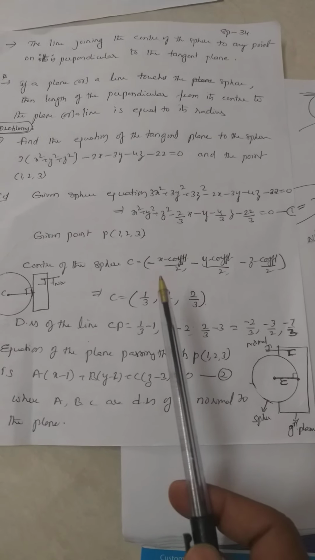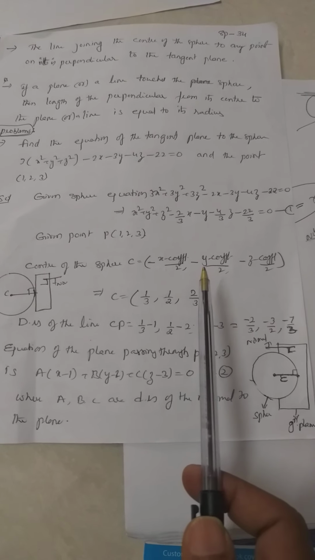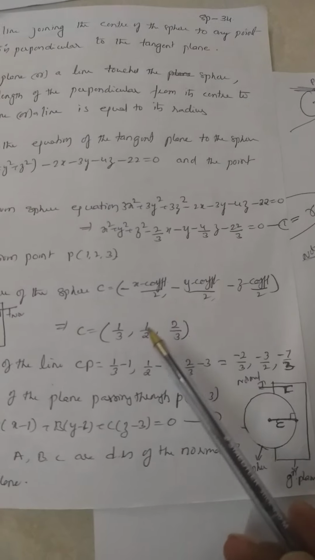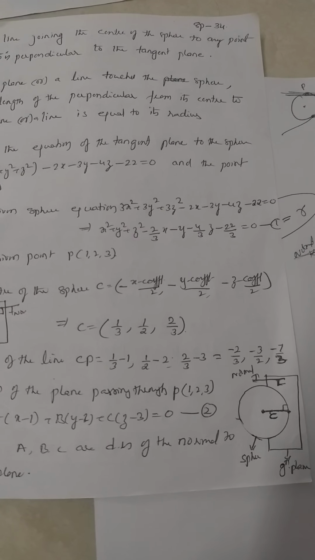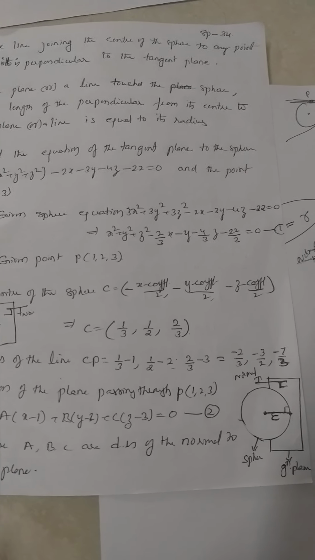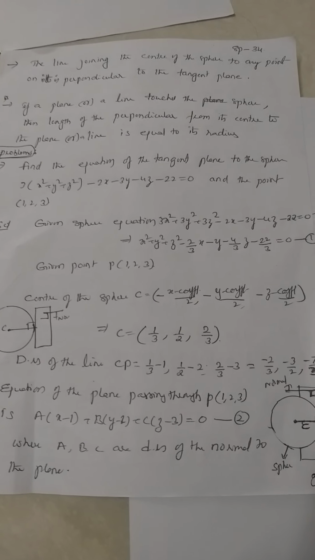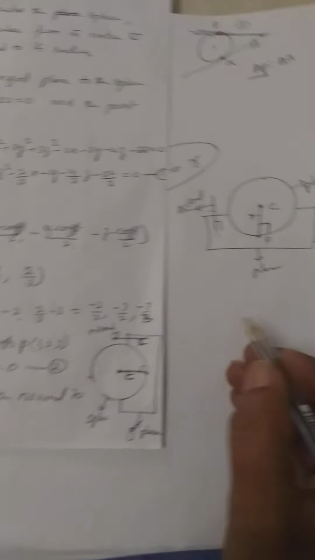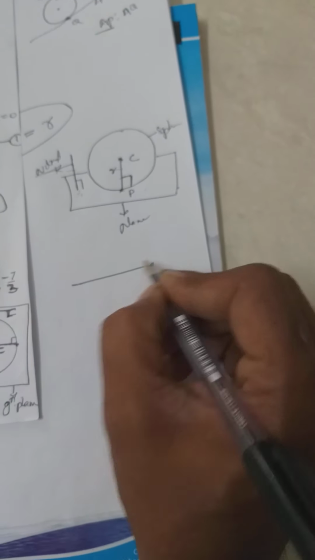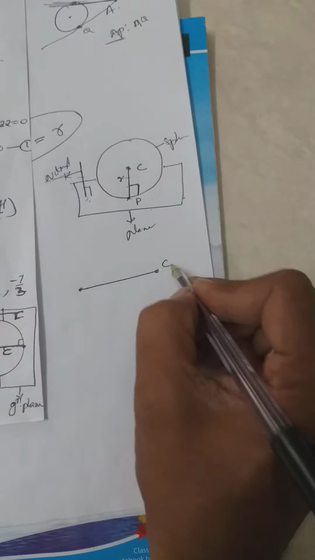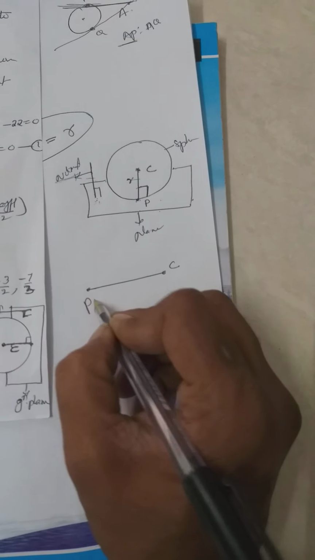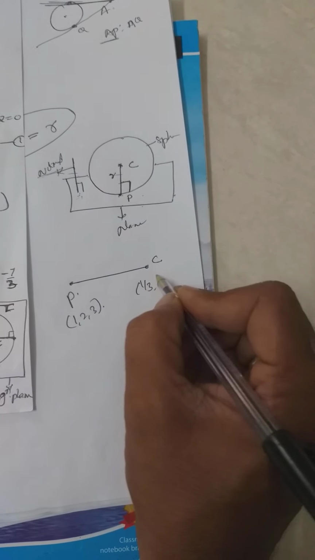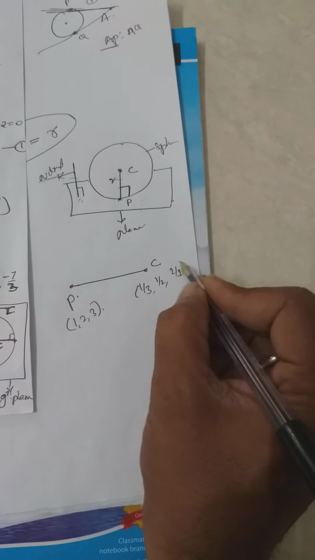Center of the sphere formula: minus of x coefficient by 2, minus of y coefficient by 2, minus of z coefficient by 2. Here, from this equation I got this result: C is equal to (1/3, 1/2, 2/3). Right? Now I am writing the direction ratios of the line CP. So the concept here is, this is the line CP. This is a point C, and this is a point P whose coordinates are (1, 2, 3). Here the coordinates of C are (1/3, 1/2, 2/3).